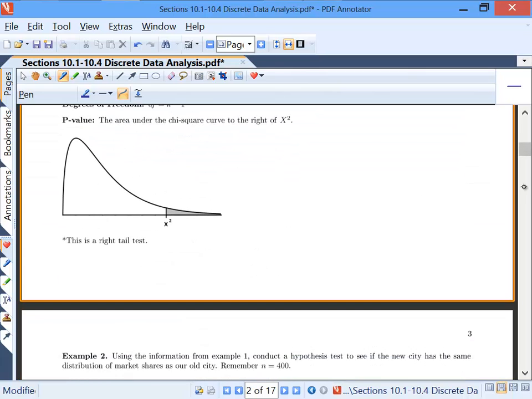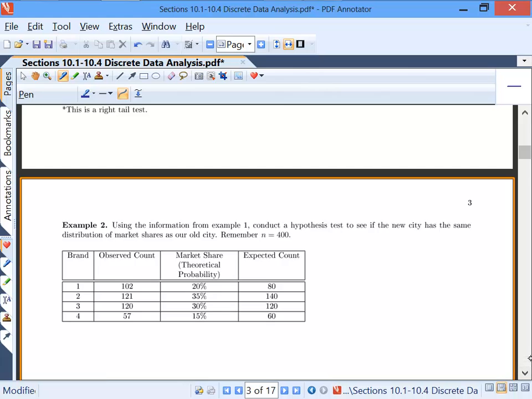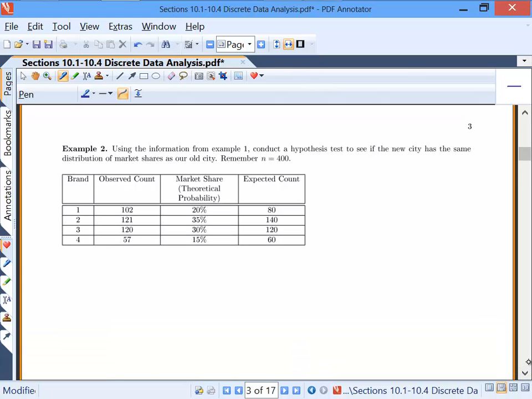So here's our first example. Usually the hardest part of these tests isn't whether you can do the test, it's just actually punching it all into your calculator. So example 2, using the information from example 1, conduct a hypothesis test to see if the new city has the same distribution of market shares as our old city. Remember that our sample size was 400. And I've already written down for you again your observed and expected counts.